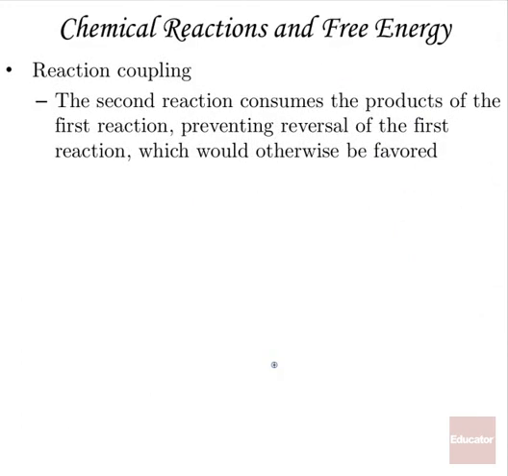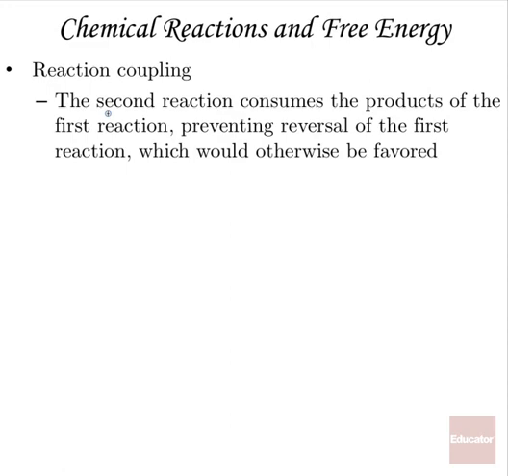So, one thing about spontaneous and non-spontaneous, negative delta G, positive delta G, is that just because you have a positive delta G and it's a non-spontaneous reaction doesn't mean it will never occur. Reaction coupling is what happens when you can add a negative delta G to a positive delta G reaction to allow that positive delta G reaction to occur. So what happens is that the second reaction consumes the products of the first reaction, preventing reverse of the reaction, which would otherwise be favored.